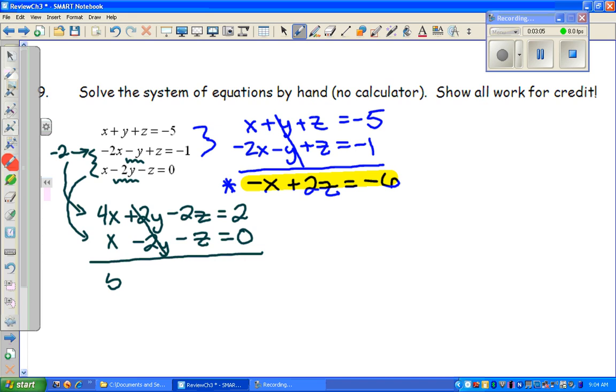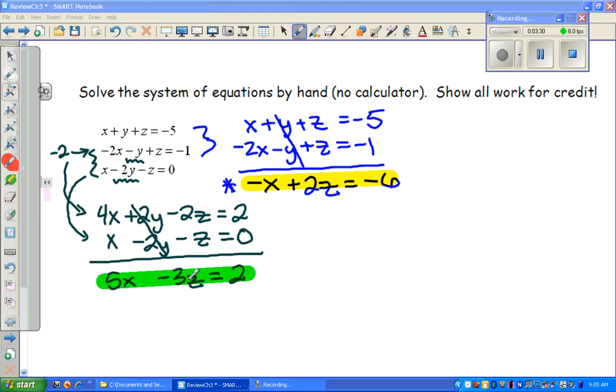4x and x is 5x. Negative 2z minus z is negative 3z. 2 and 0 is 2. So now I have my other equation that has just an x and a z in it. Notice that both of these equations have an x and a z. So what I'm going to do now is use these 2 and get one of those letters to eliminate. Looking at this, the easiest letter to eliminate is the x term.